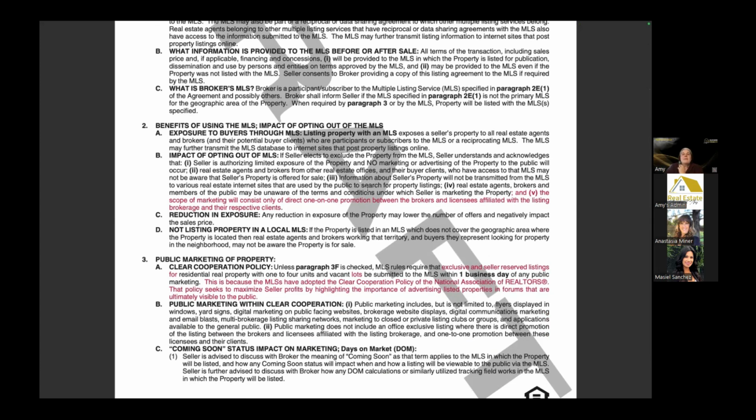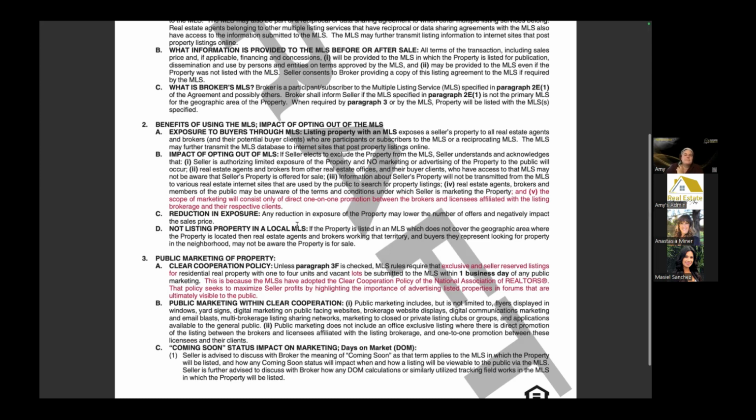It just talks about here that real estate agents, brokers, and members of the public may be unaware of the terms and conditions under which the seller is marketing the property, and the scope of marketing will consist only of direct one-on-one promotion between brokers and licensees affiliated with the listing brokerage and their respective clients. So that's just talking about the impact of opting out of the MLS, that we can do one-on-one promotion between us and our licensees affiliated with that listing, but if it's not in the MLS, we may not be able to market it to all the agents.